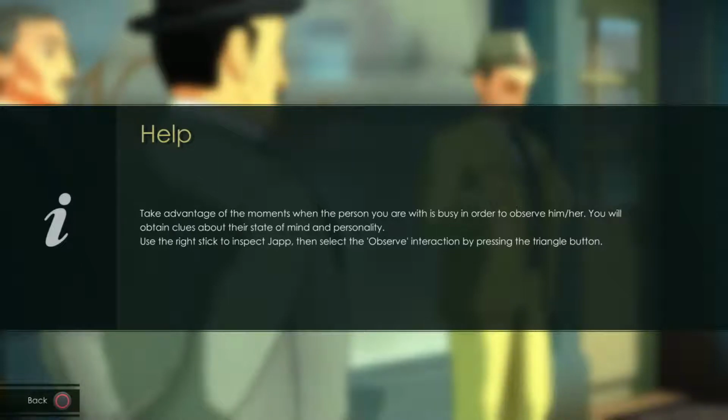Oh, sorry, let me just get rid of this bot. And report the bot. And we're good. There we go.